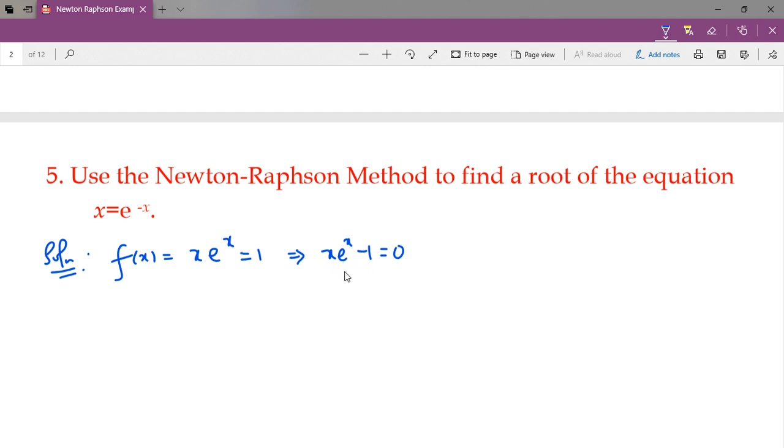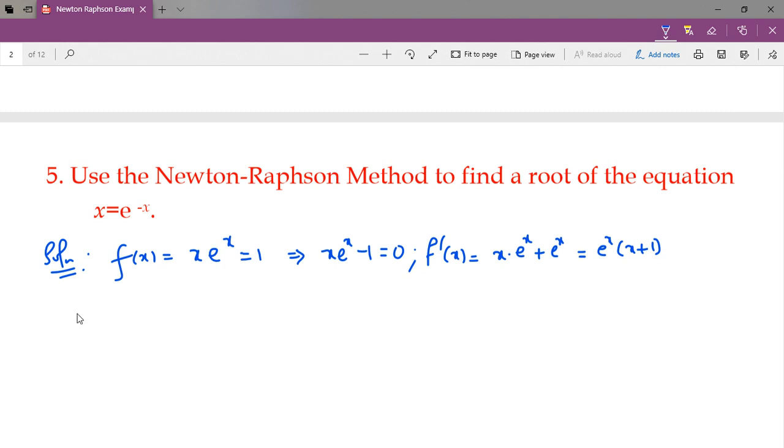Okay. So what is f dash of x? So we need to differentiate this. So x into e power x differentiation is e power x plus e power x into x differentiation 1. So that is e power x into x plus 1. So that is the differentiated value.